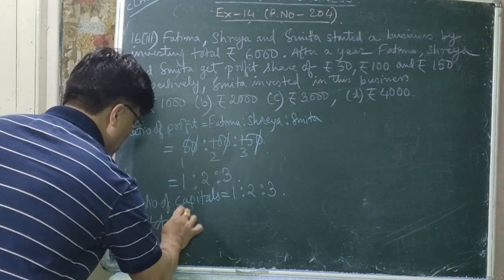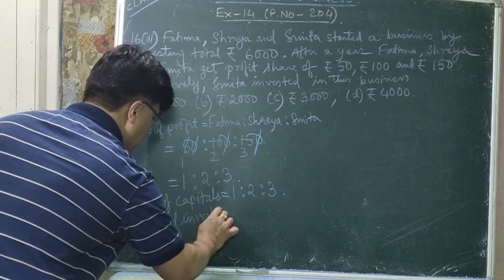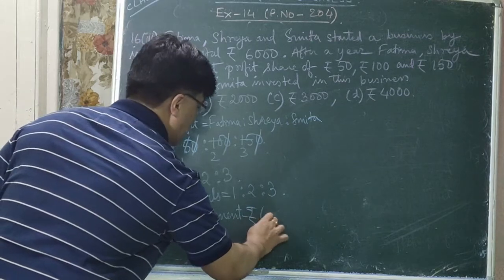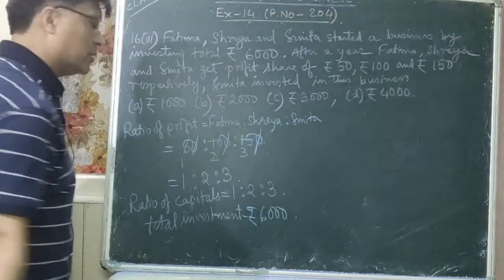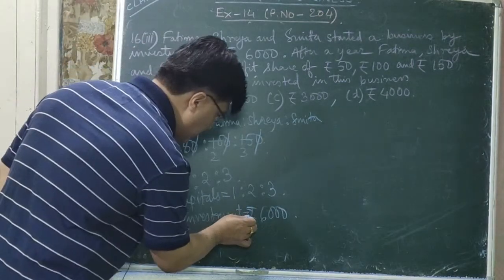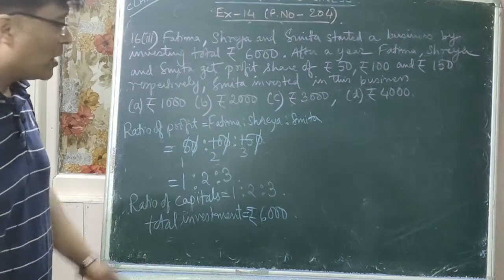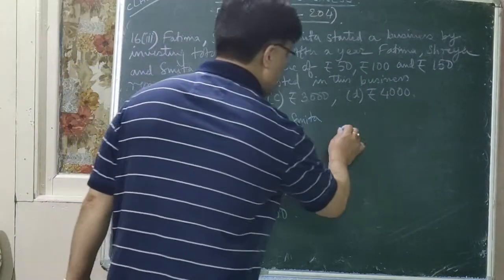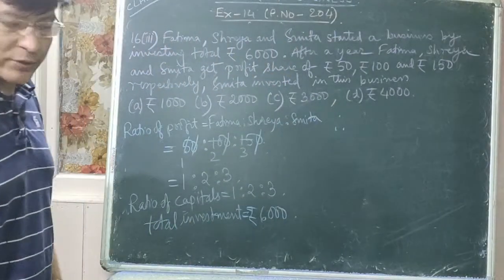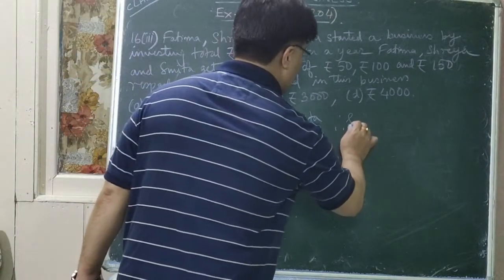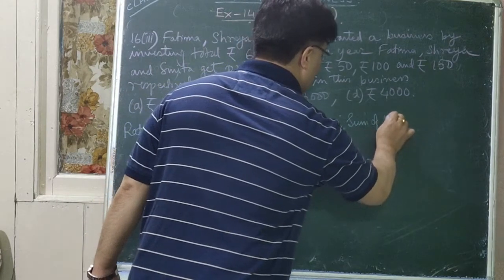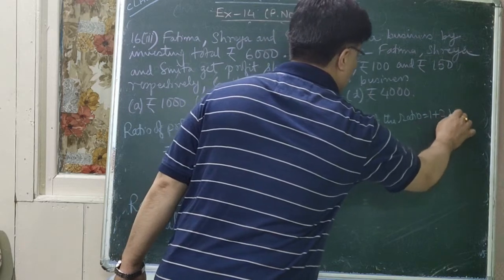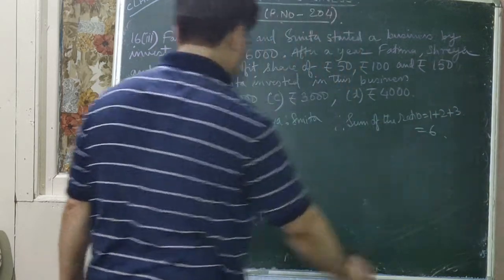So what is the total investment here? Total investment is equal to rupees, how much is it? This is your 6000. So total investment is equal to rupees 6000. Now this 6000 we have to divide in this ratio. So what is the sum of the ratio? You have to find out the sum of the ratio, isn't it? So sum of the ratio is equal to 1 plus 2 plus 3, which is equal to how much is that?